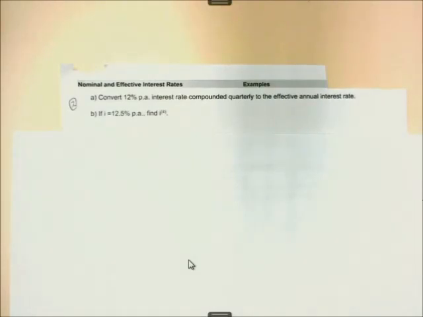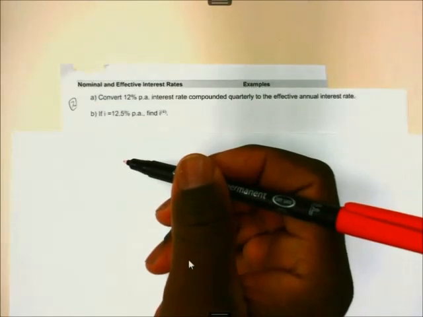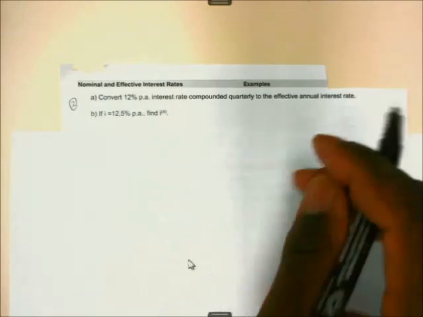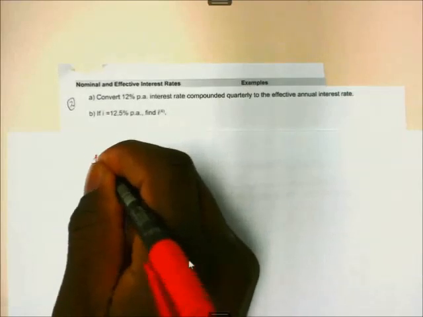Okay, let's try to convert this one. How are we going to convert the first one then? Quarterly. Oh, right. Let's try to look at B, since we're running out of time.